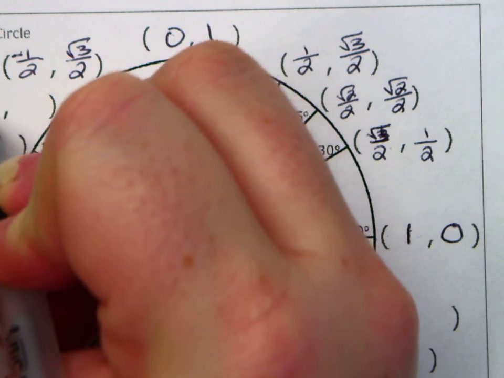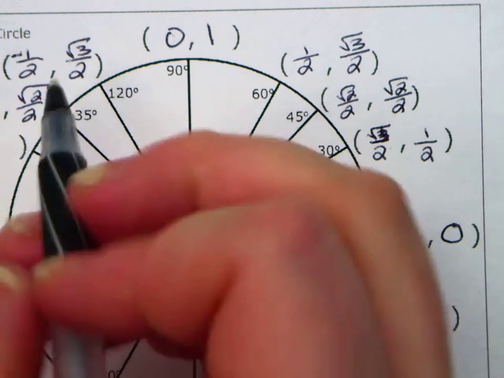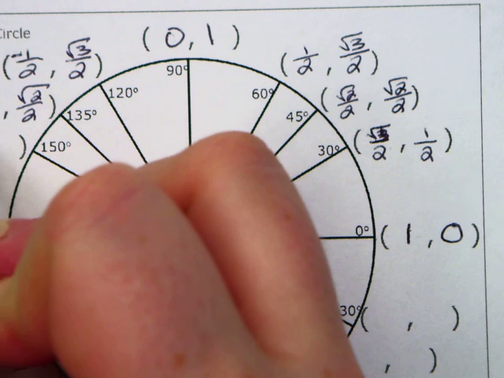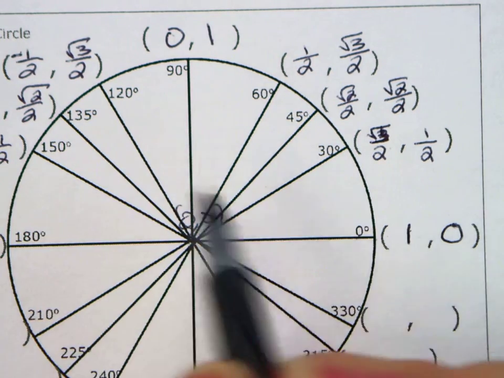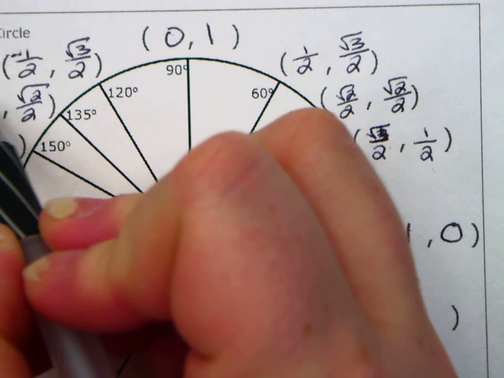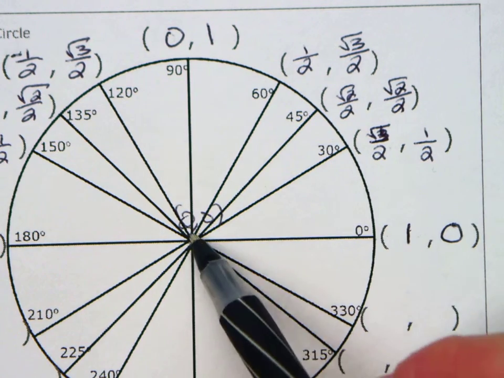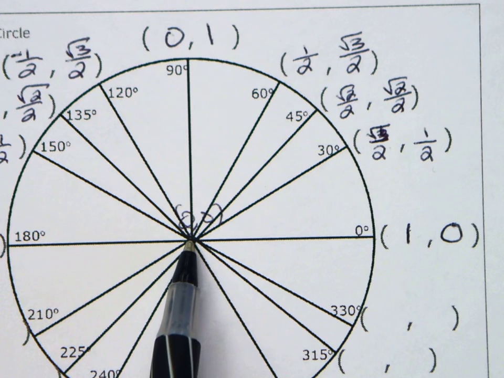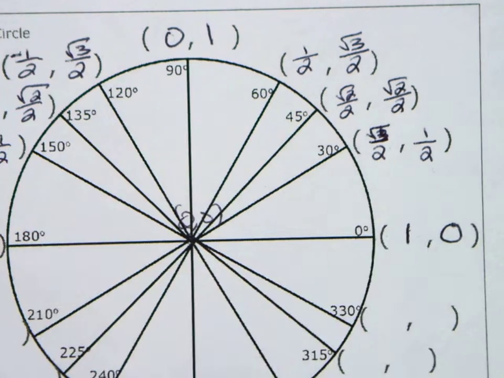This is the same as 45. This is the same as 30. But again, don't forget, you're going left. So x values are negative. My cosines are negative. 180, how do you plot 180? So we're going left 1, so negative 1, up 0.